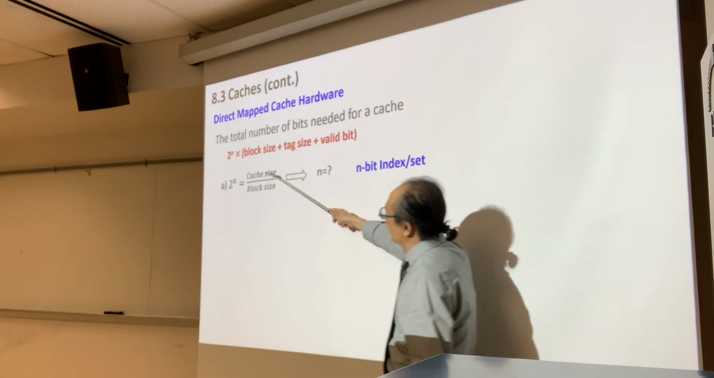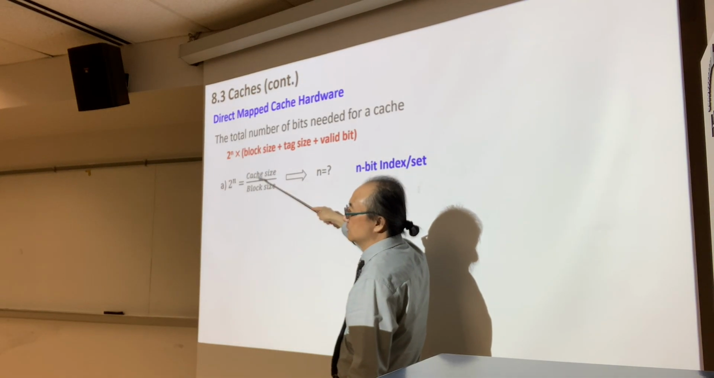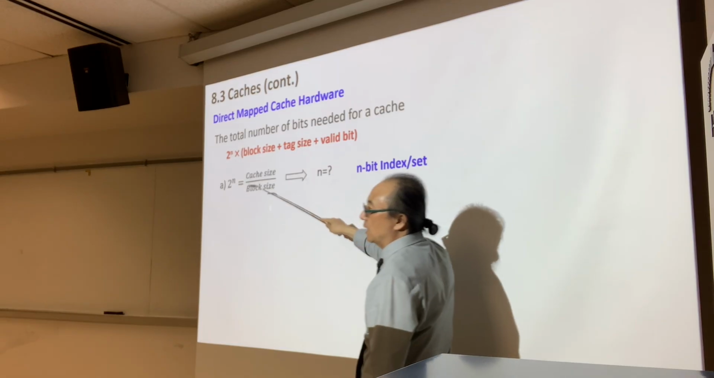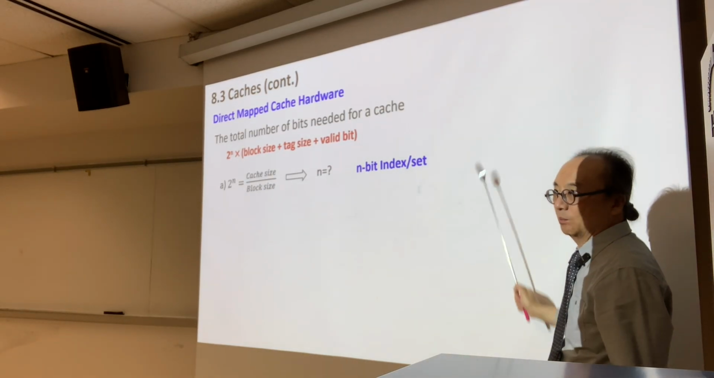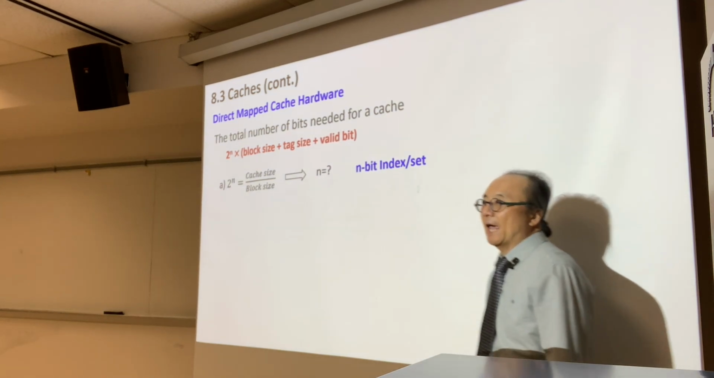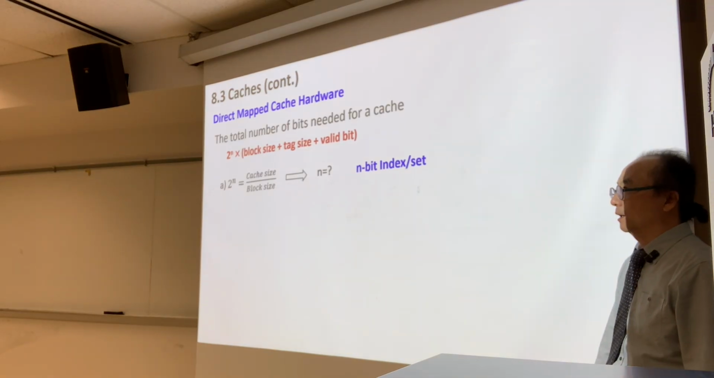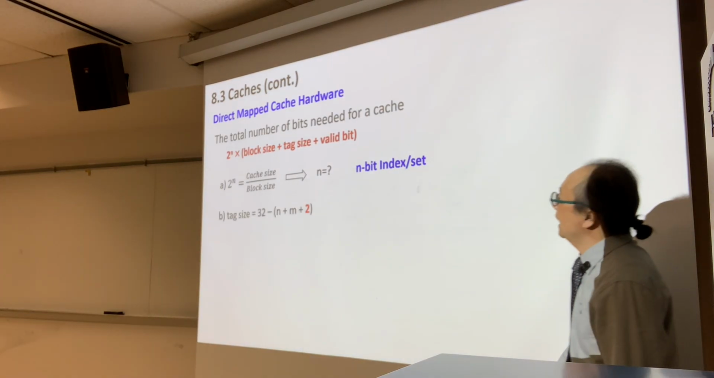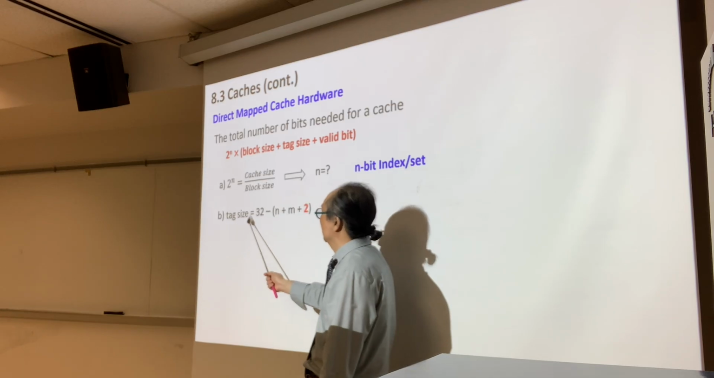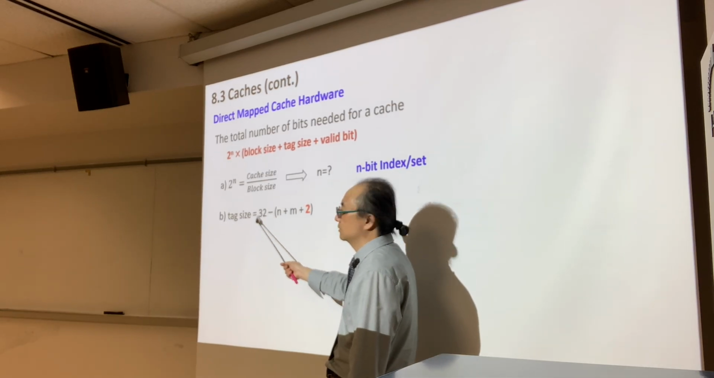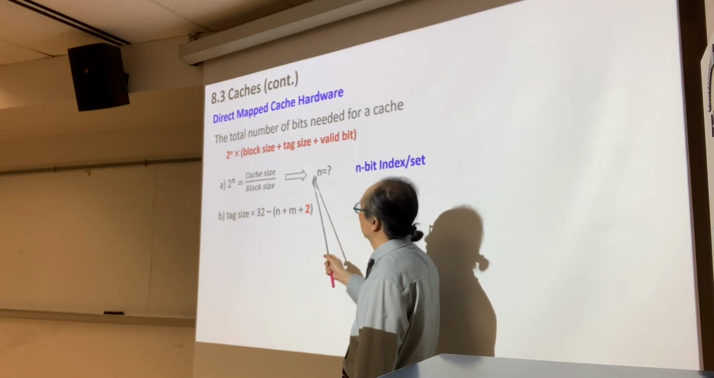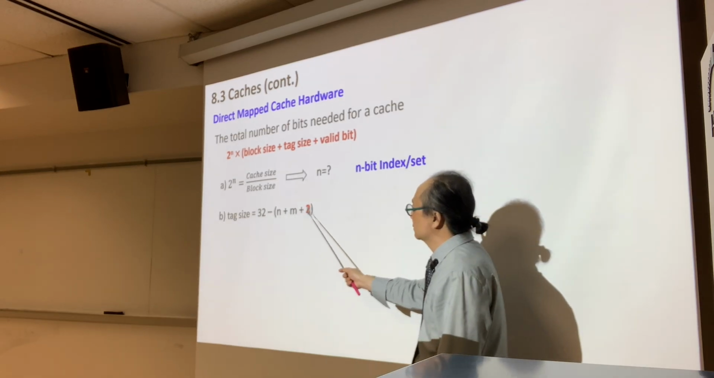So this will give us the total number of blocks. Cache size divided by block size is the total number of blocks, right? If we know the total number of blocks, 2 to the power of n equals the total number of blocks, just like what we did in the previous example. So that will give us the n value, and that is the total number of bits for index or sets. And then we need to figure out the tag size. The tag size equals 32. For our architecture, the memory address is always 32. So 32 minus n, which we figured out, plus m plus 2.